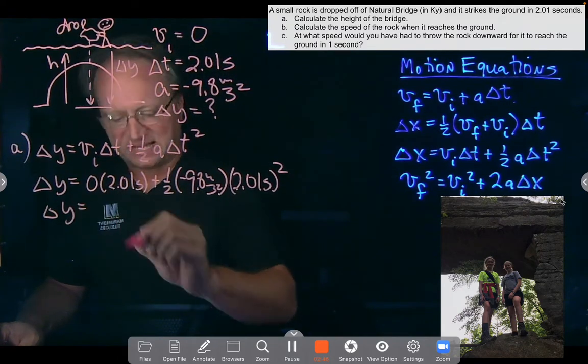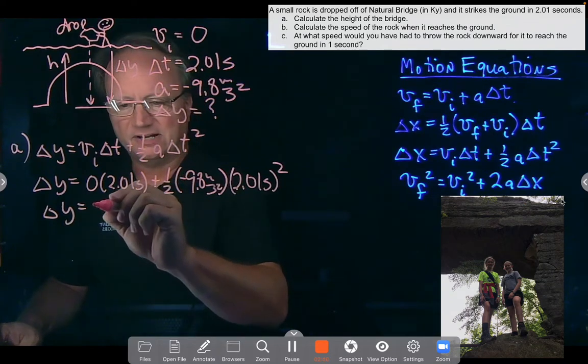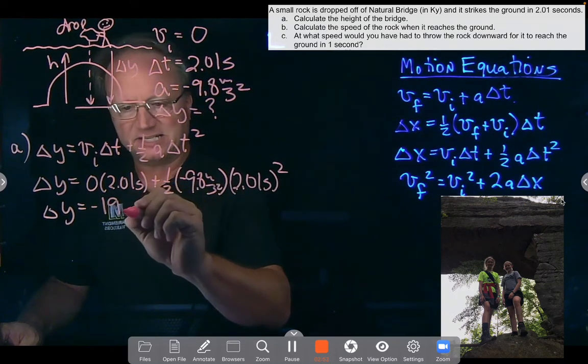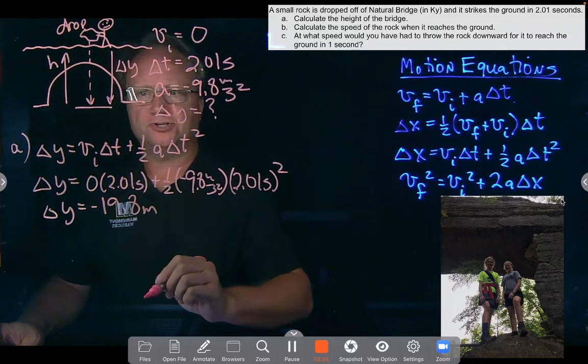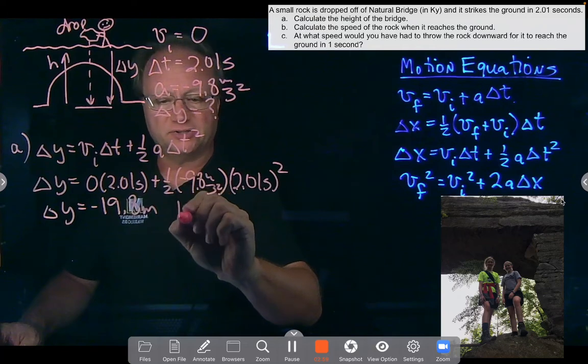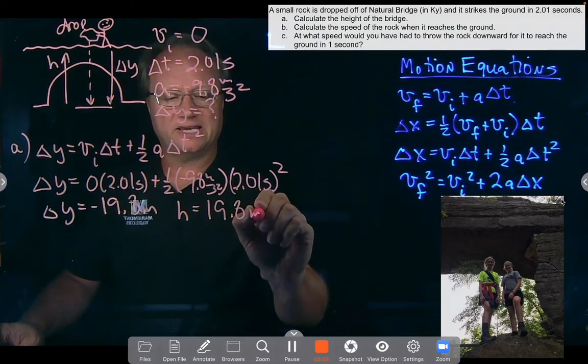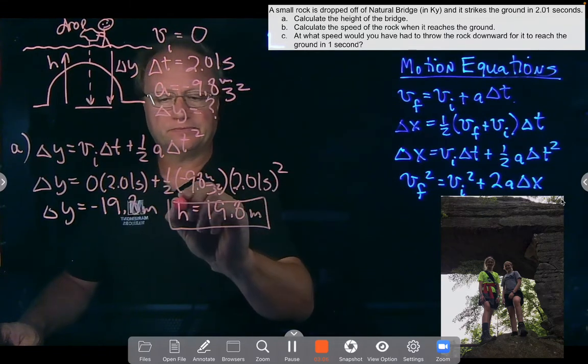That's going to give us a calculated delta y value of negative 19.8 meters. Now, delta y goes down, height goes up. So then the height we would express as 19.8 meters.